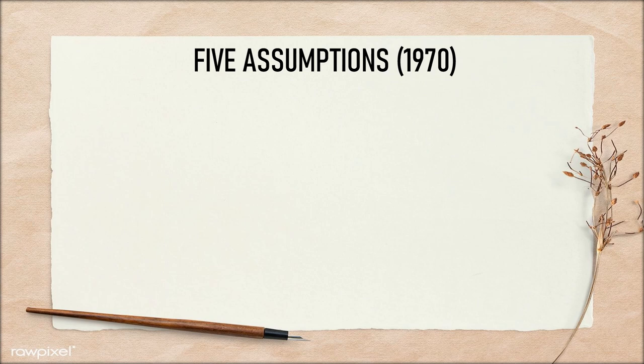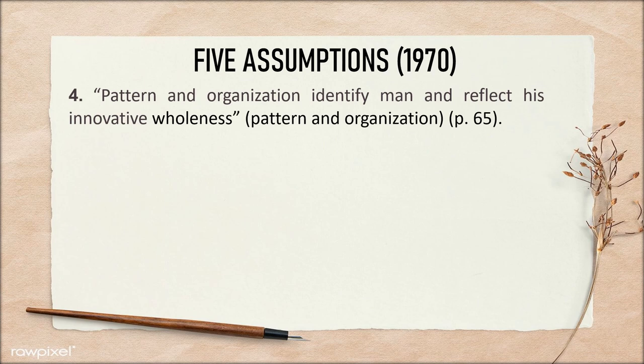The fourth assumption is pattern and organization identify man and reflect his innovative wholeness. An example of pattern could be the patient's daily routine. So if before, the patient is able to eat by himself or herself and able to go to the bathroom to take a bath, but in the presence of illness, changes happen to the usual pattern of the patient. Maybe this time, he or she can no longer eat alone, or might need assistance from the nurse. This is where the patient starts to reflect his innovative wholeness. What could he do to find a way to bring back his previous routine?